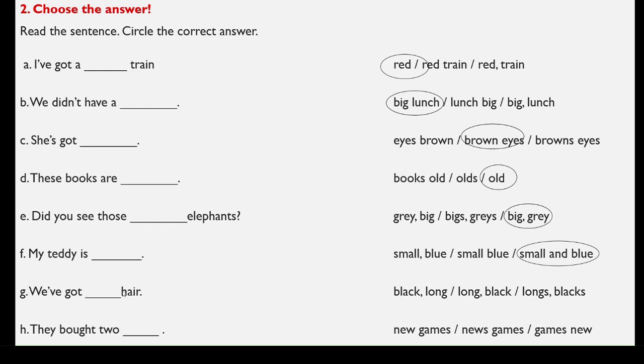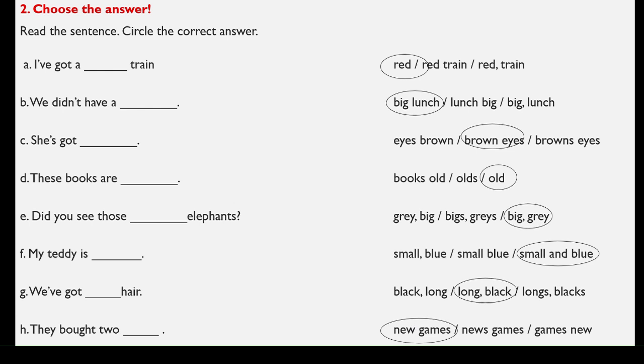We've got hair. Black long, long black, longs blacks. This is wrong. We cannot add s to the end. And size before color. So the first one is also false. The right one is long black hair. Finally, the last one, they bought 2 new games, games new. So this is obvious that the right one is new games.